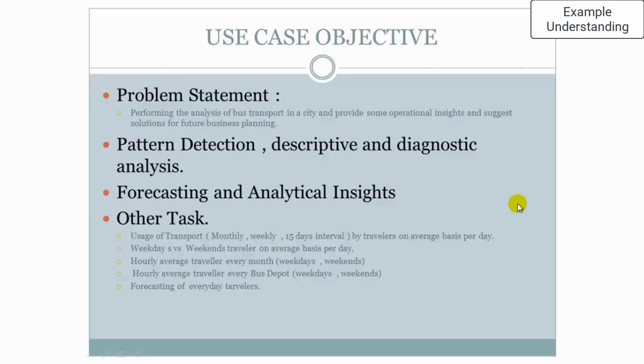They want pattern detection, or we can suggest that we need to do a pattern detection, then a descriptive and diagnostic analysis. Pretty good. Then forecasting and analytical insights. All these will be done on what? On the data set of bus transportation. So how do we detect patterns, and how do we do descriptive and diagnostic analysis?